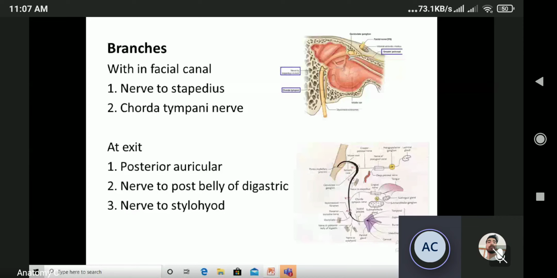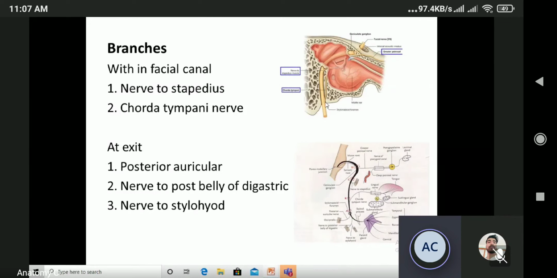Now, coming to its branches. What are the different branches? This I have already said. Within the facial canal, it gives the nerve to stapedius to supply the stapedius muscle, and the chorda tympani nerve. So this is the chorda tympani nerve, which is also a branch within the facial canal.